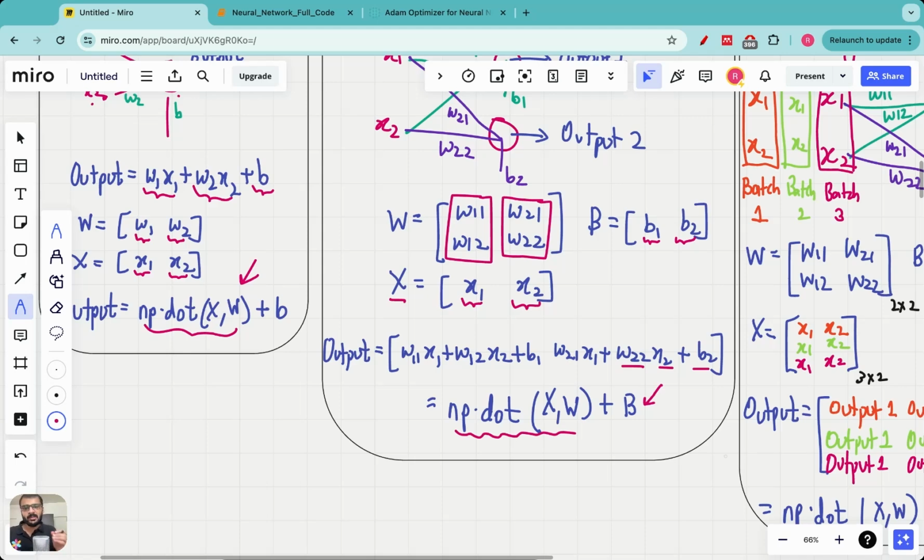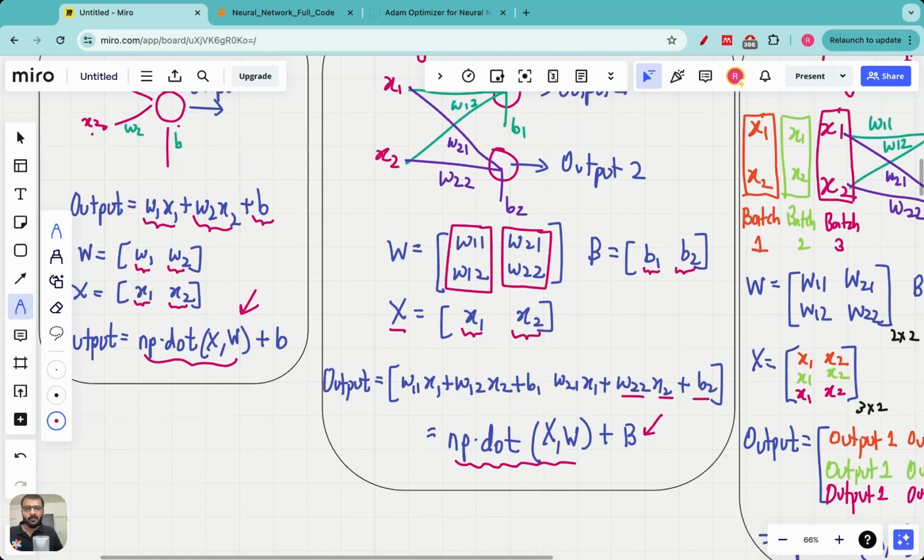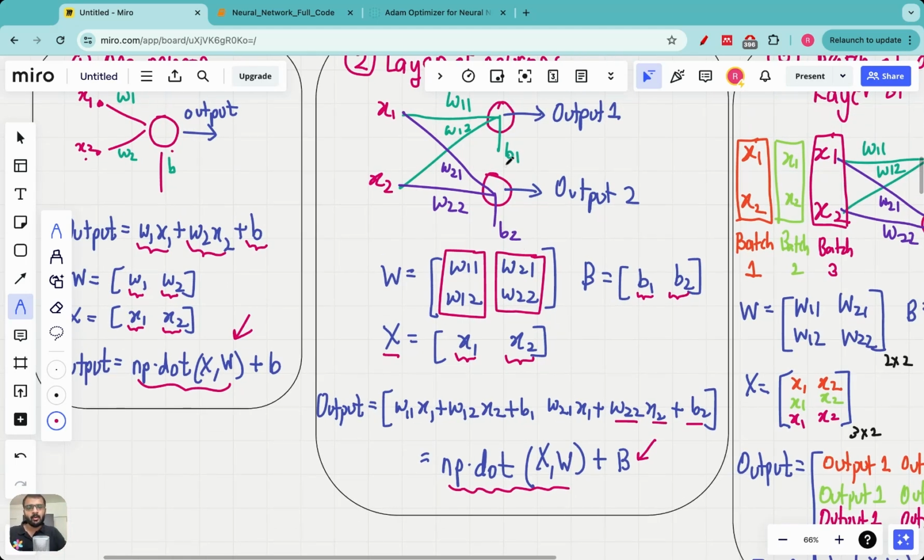This is the advantage of representing parameters using matrices, because it just makes life very easy. It makes computations very, very easy. So you can use this same formula for computing the output from any number of neurons. Even if you have 50 neurons here, you just need three matrices. You need the input matrix, you need the weight matrix, and you need the bias matrix.